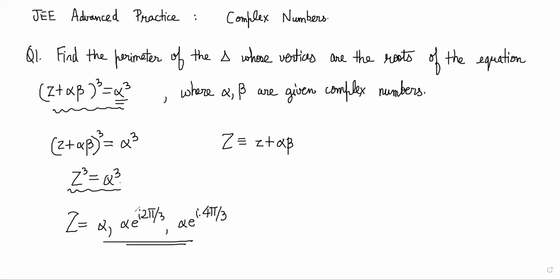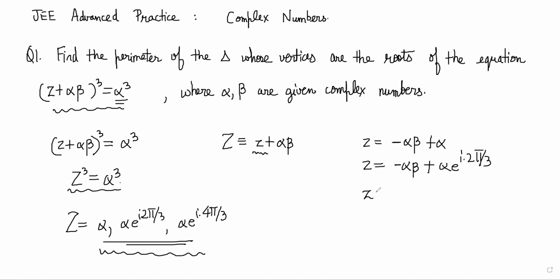This comes from the theory of cube roots of unity, because we can take this as alpha cube times 1 cube, right? You can check it out. When you cube these numbers, you will end up getting alpha cube in all three cases, right? So if Z is this, the small z, which was our original variable, would be z = -αβ + α, and small z can be -αβ + α e^(i2π/3), and small z could be -αβ + α e^(i4π/3).